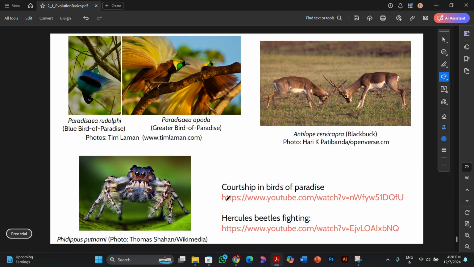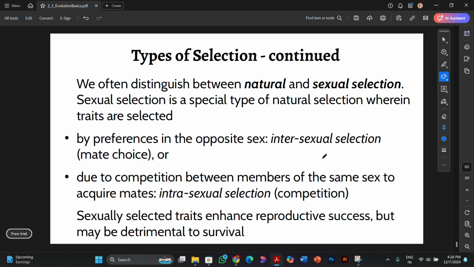So you can visit these places to ensure your understanding. And there are also some other types of selection. We will say in conclusion that there can be sexual selection, intrasexual or intersexual selection. Intrasexual is where males fight each other for a female, and intersexual is when a female chooses a male for mating, and that's all. There is nothing much to think about.